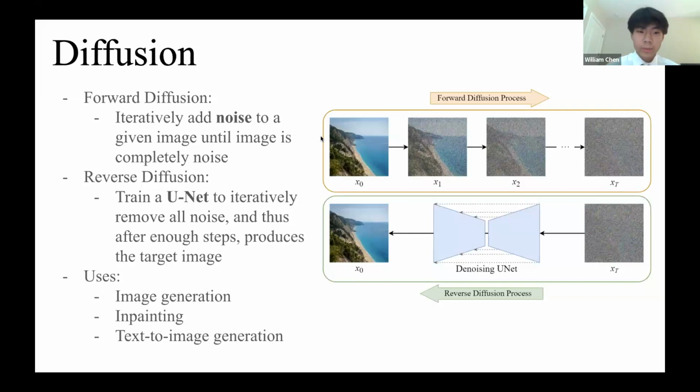We mentioned the image-to-image diffusion model, but what is it? A diffusion model has two processes. The forward diffusion process iteratively adds noise to a given image until it's completely noised. And then the reverse diffusion process trains a UNet to iteratively remove all the noise, and thus after enough steps, produces the target image. A UNet is a series of convolutional layers that are connected in a way where the image is sized down and then sized back up in a hyperbola-like shape. Respective layers on opposite sides are connected together, which is what the gray arrows show on the diagram on the right. The uses for diffusion models can be in image generation, inpainting, and text-to-image generation.